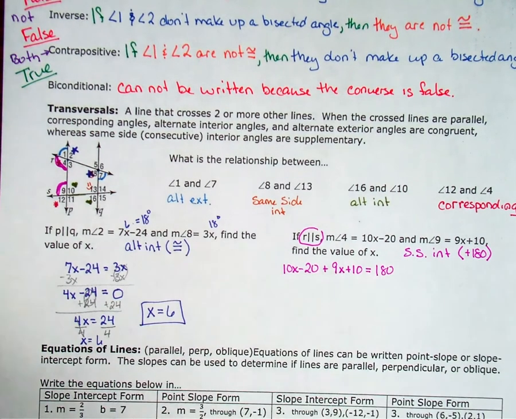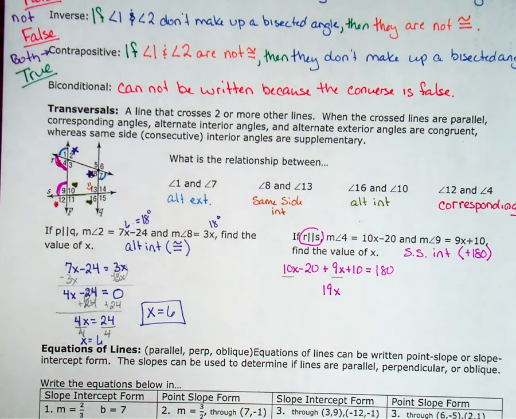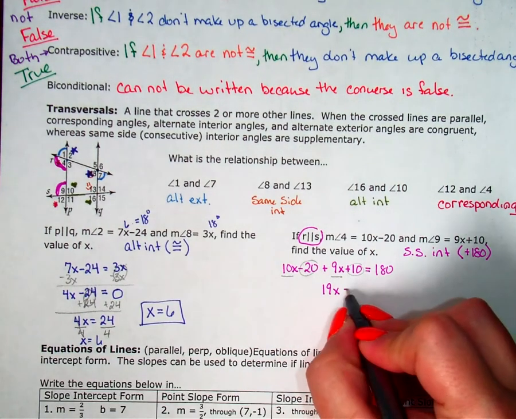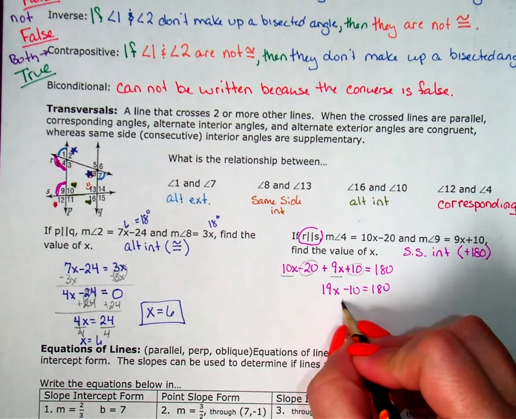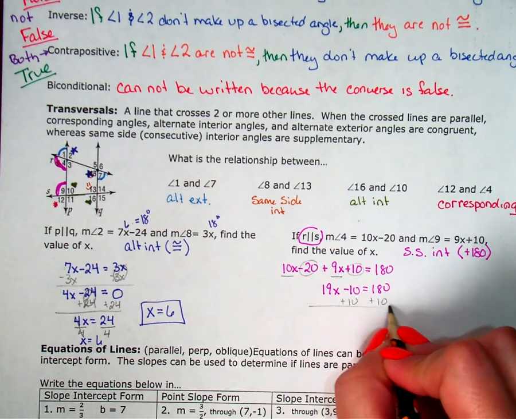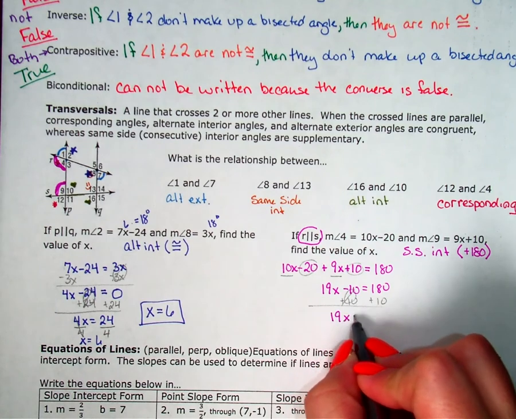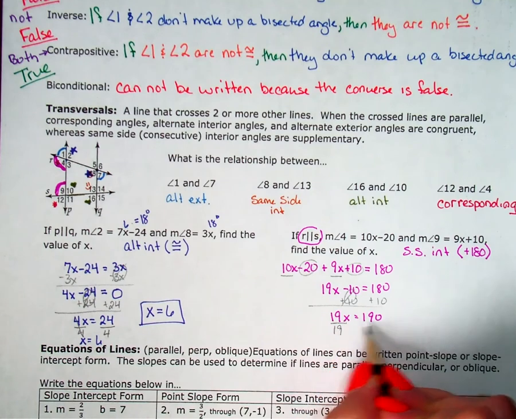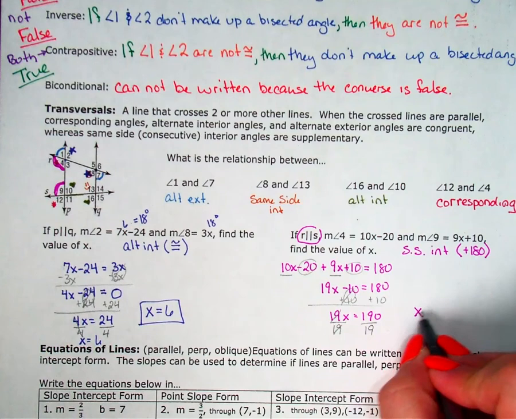First thing I'm going to do is combine my like terms. 10x plus 9x is 19x. And then my minus 20 plus my 10 is a minus 10, equals 180. I'm going to add 10 to both sides, and I get 19x equals 190. Divide both sides by 19, division property of equality, and we get x equals 10.